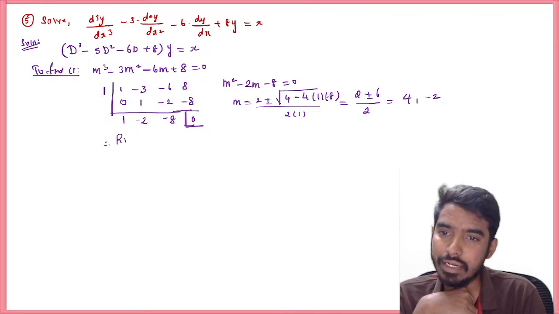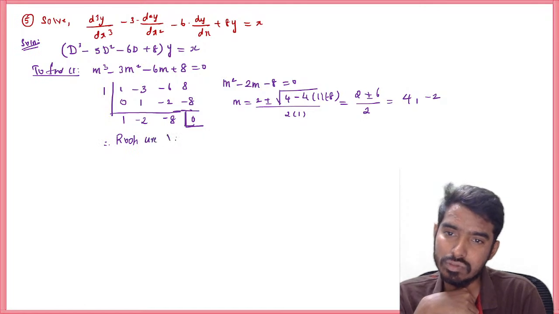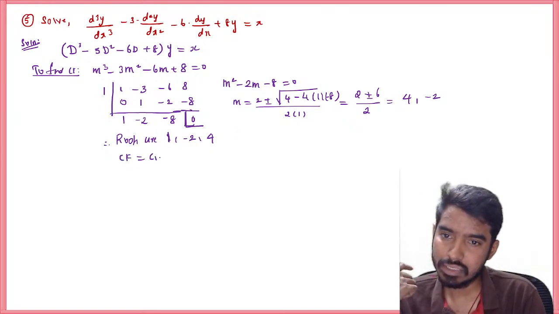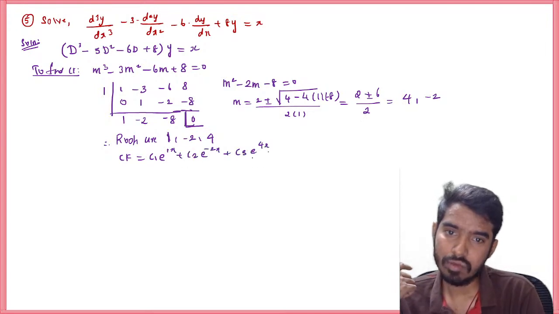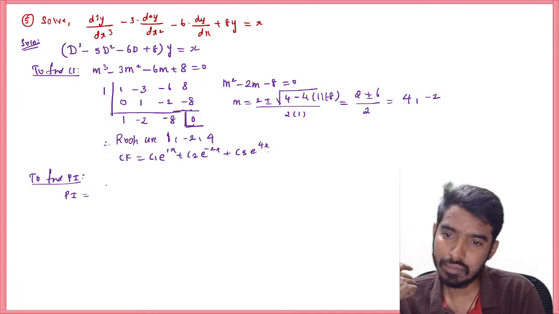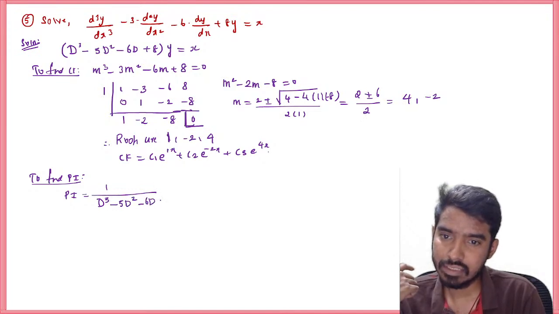Again, you can see the roots are real and distinct. The roots are 1, minus 2 and 4. Therefore, our CF will be C1 e power 1x, C2 e power minus 2x, C3 e power 4x. So now find PI. We will find partial integral. So PI is equal to 1 divided by D cube minus 3D square minus 6D plus 8 of x.